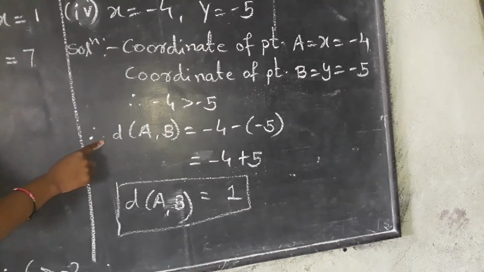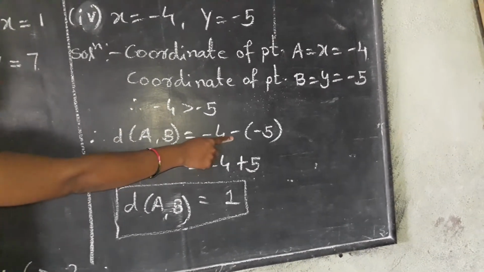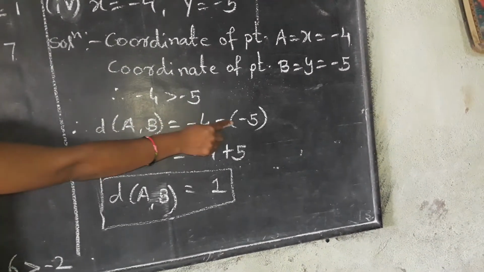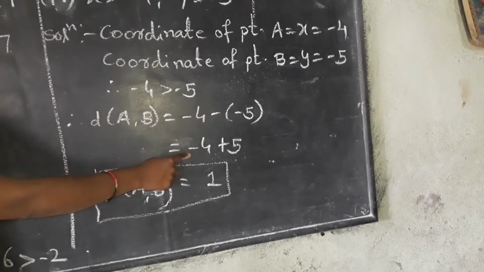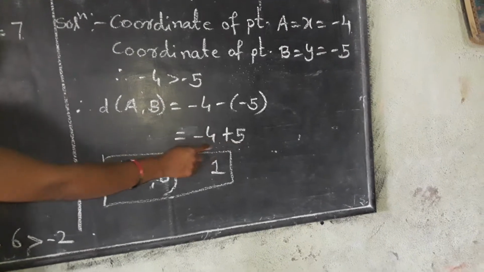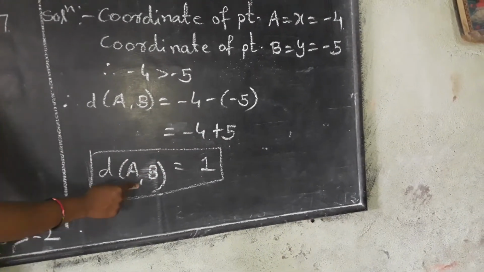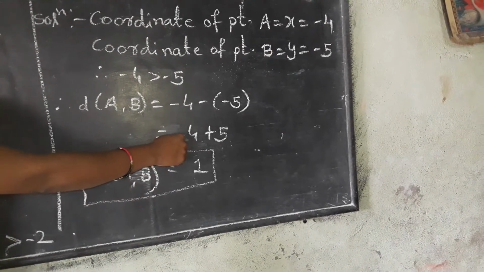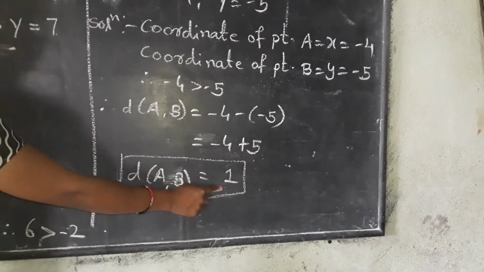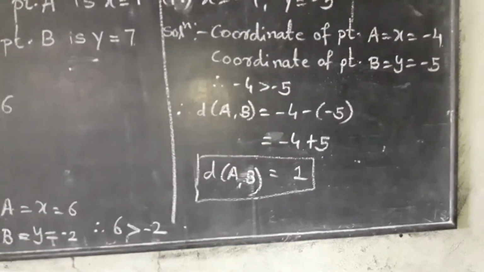So distance of AB is equal to greater number, which is minus 4, minus smaller number, which is minus 5. So minus 4 minus into minus it will become plus 5. Here we have to do the subtraction. Therefore distance of AB is equal to minus 4 plus 5, which is equal to 1. Similarly solve example 5 and 6.